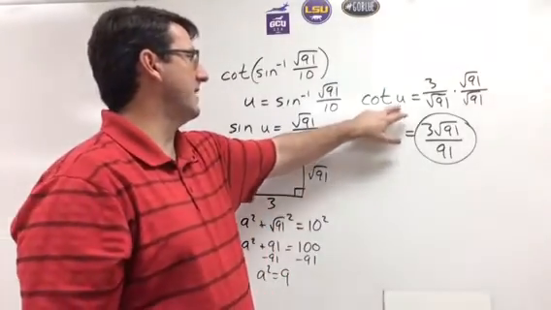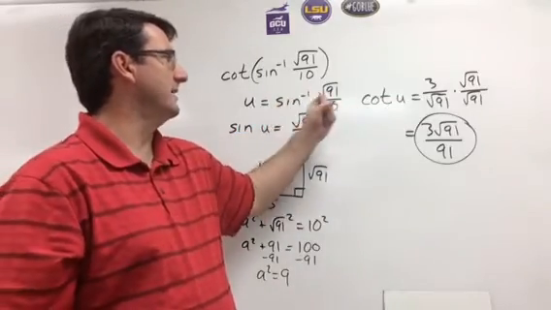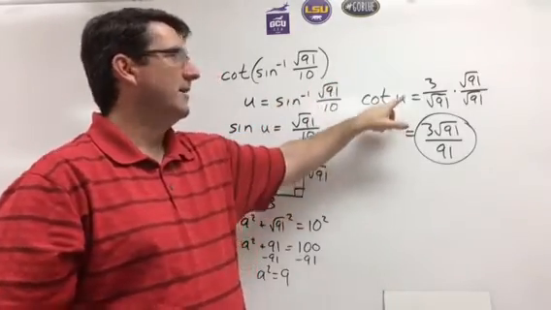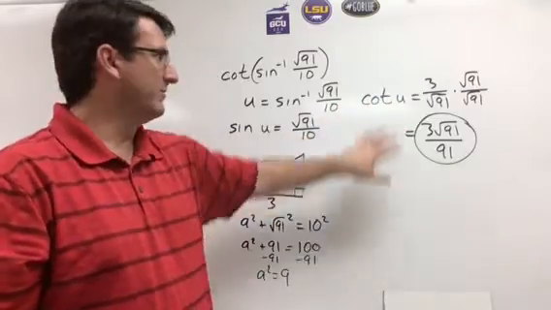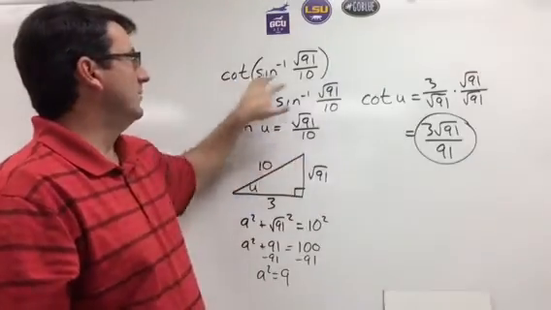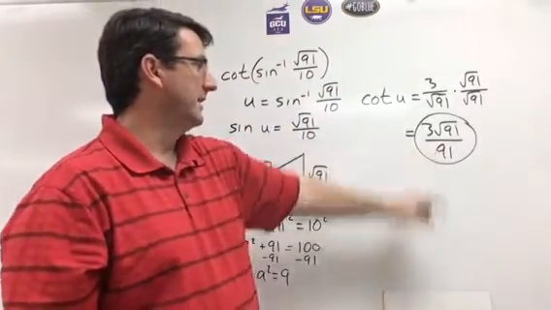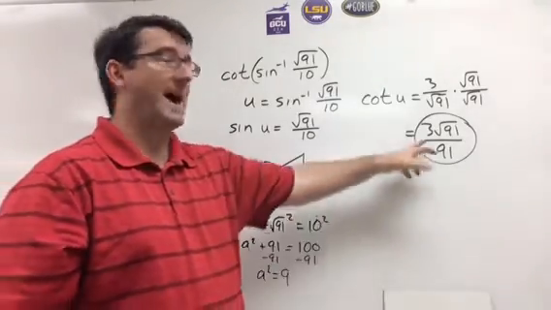We could have gone back and substituted back in the inverse sine of the square root of 91 over 10 for u. But hopefully you can see here that by finding the cotangent of u, we've found this entire expression to be that exact value.